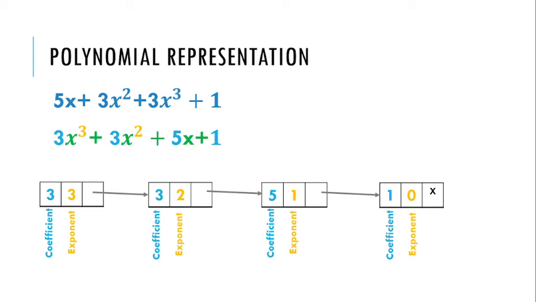And the fourth node of the linked list has coefficient 1 exponent 0 link null. So it represents the term 1x raised to 0. Since it is the last node, it will have no successive nodes. So the last node will have null as the link field value. This is how we can represent a polynomial using linked list.